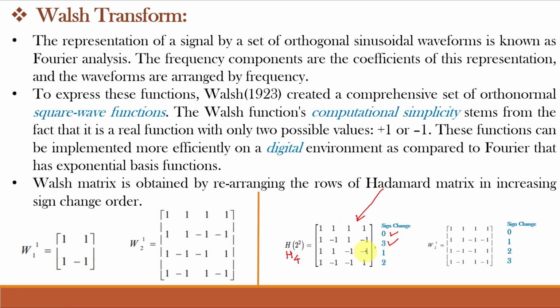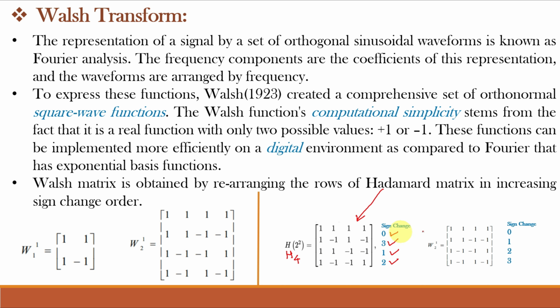For this third row, going from -1 to -1, there is no sign change. Going from -1 to 1, sign change is 1. And going from 1 to 1, no sign change. So only one sign change takes place, from -1 to 1. So the number of sign changes is 1. And for the last row, going from 1 to -1, sign change is 1. -1 to -1, no sign change. And -1 to 1, again a sign change. So total sign changes are 2: 1 to -1 and -1 to 1.